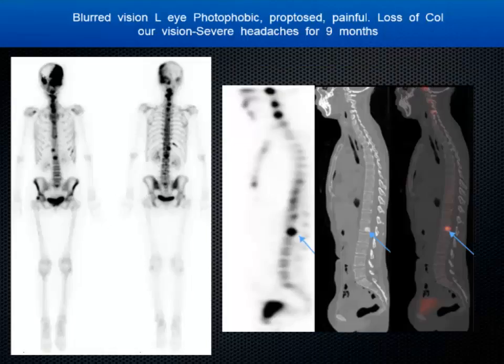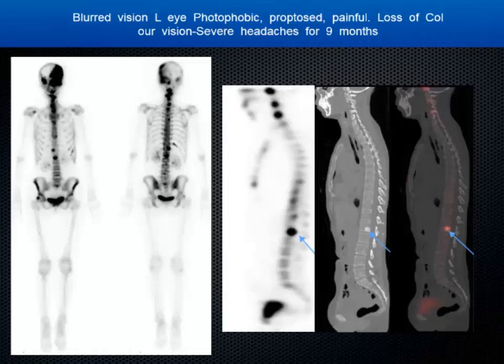This is another patient, quite a young patient, who was an executive in a multinational company, and she had blurred vision, left eye photopenia, proptosed eye. They did x-rays, they did all the investigations which were not conclusive, but they asked for a bone scan because she said she's got generalized body ache, and this is what the bone scan looked like. No other investigations were done. She just walked in for a bone scan thinking it would be just degenerative or something.